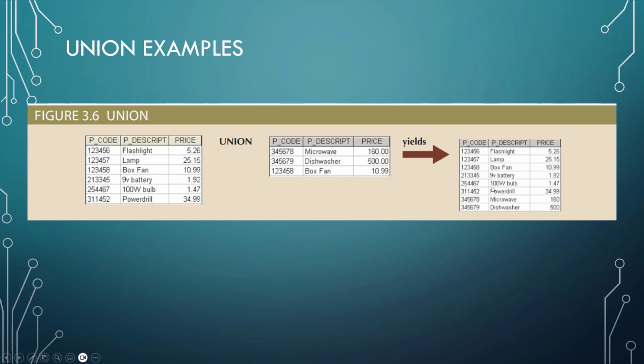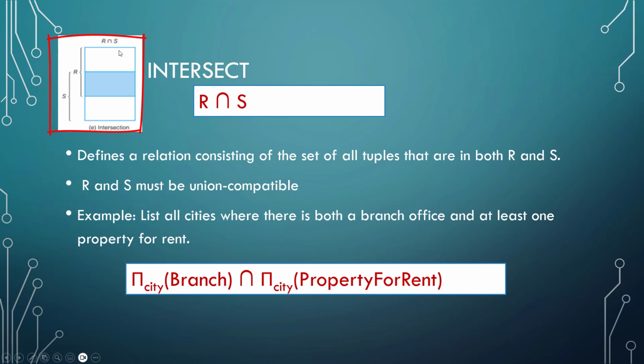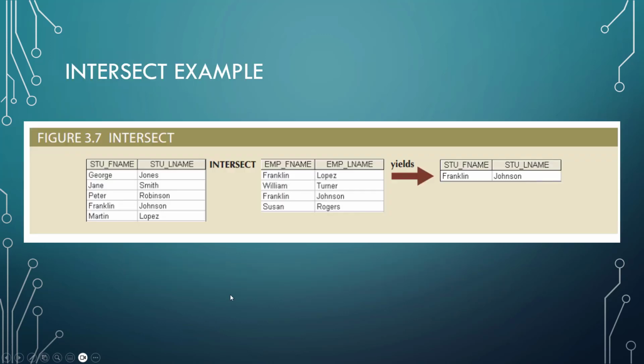The intersect is going to take R and S and only have the common rows as a result. And it's very much like intersect in set theory. Like a union, R and S must be union compatible. As an example, we're going to just grab the city field from branch and property for rent. This expression says, is there a city in branch that has properties for rent? List all of those.